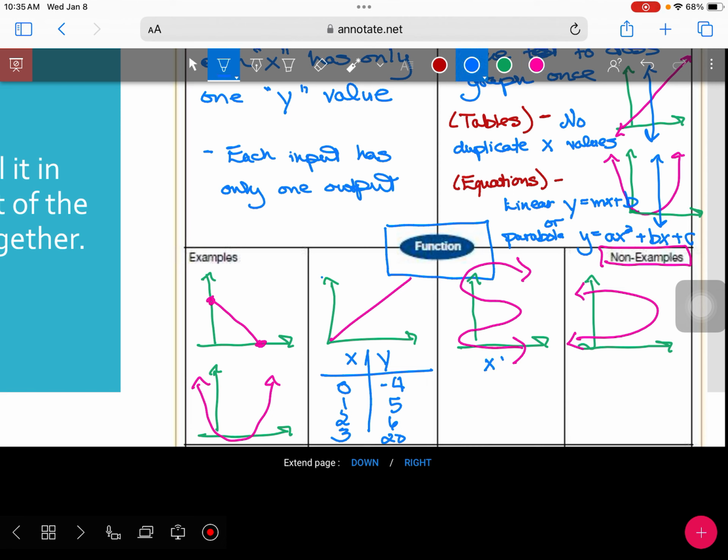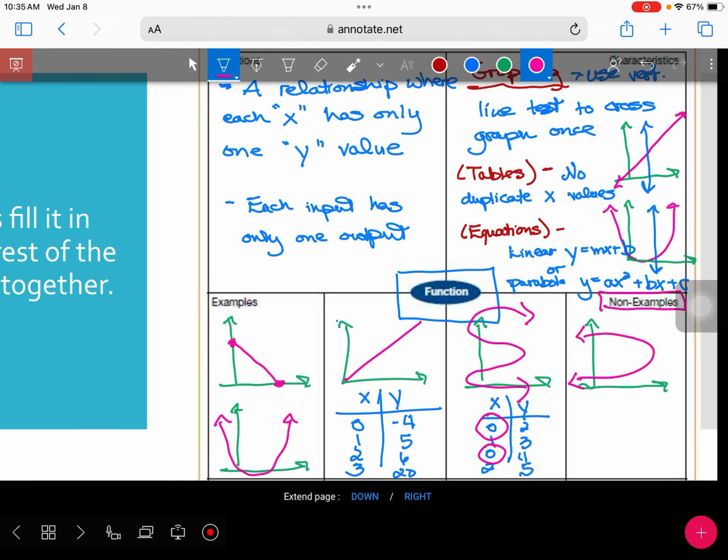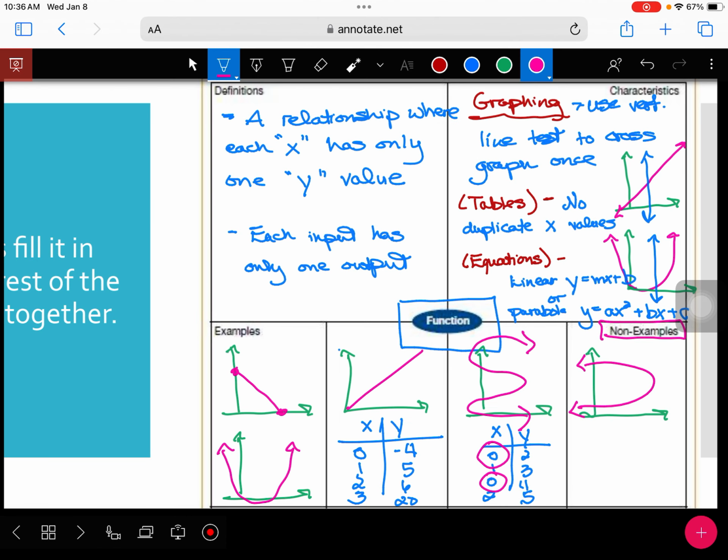For a table, let's say I have 0, 1, 0, 2, and I have 2, 3, 4, 5. The reason this is not a function is because you have two of the same x values, okay? So functions.